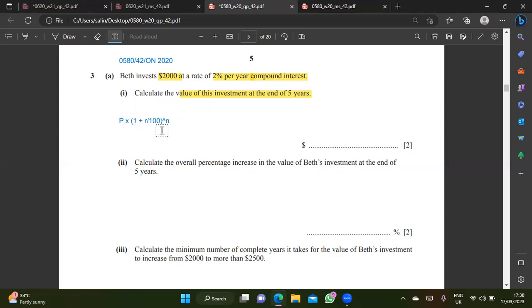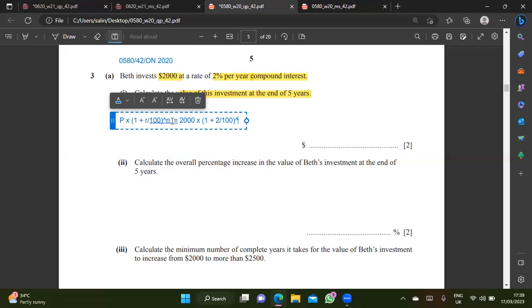All right. So by using this formula, we can directly use it. What is the principal here? The principal investment here is 2,000. So we're going to put 2,000 multiplied by 1 plus, what is the rate here? 2%. So 2 is the rate divided by 100, to the power of, how many years? At the end of 5 years. So the number of years here is 5.